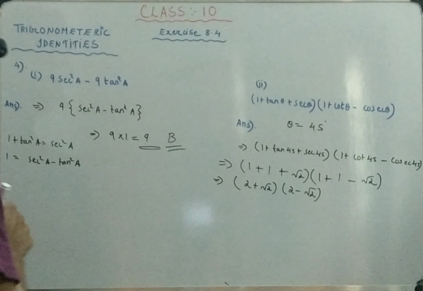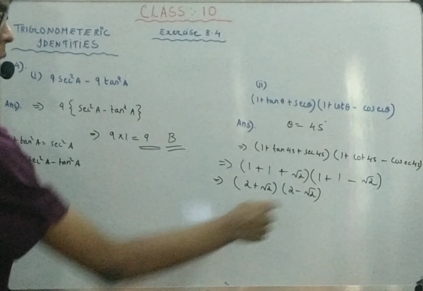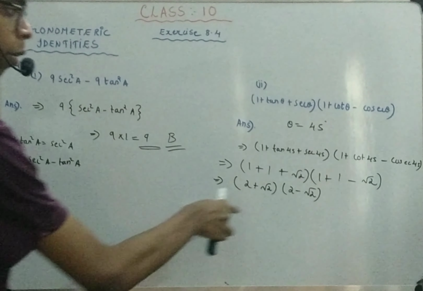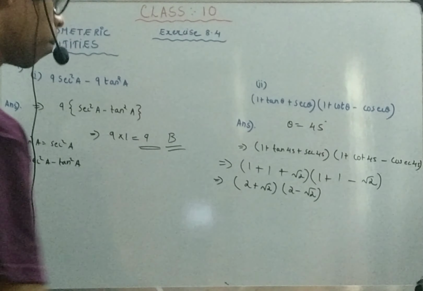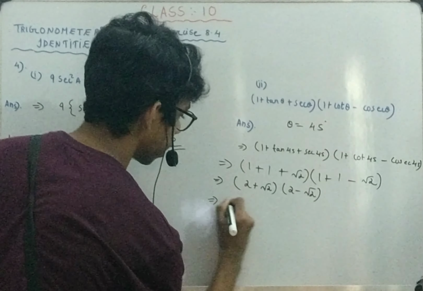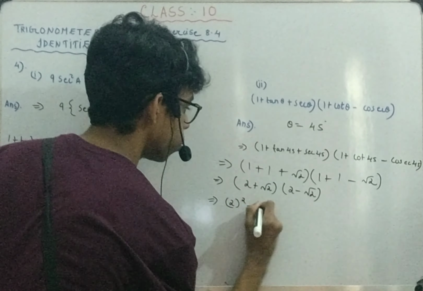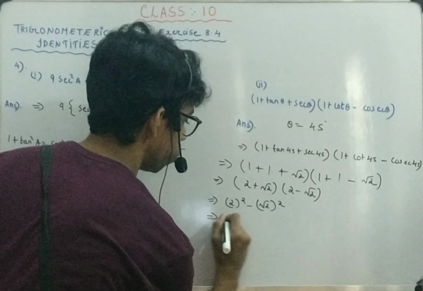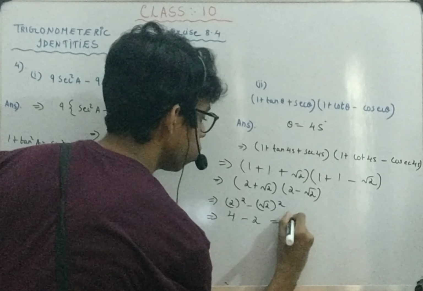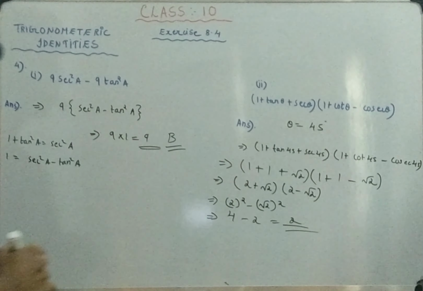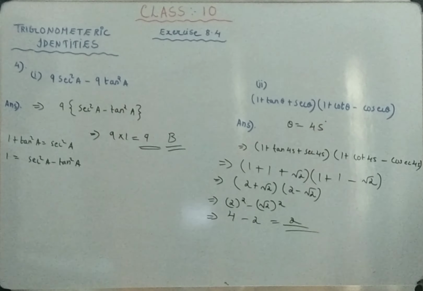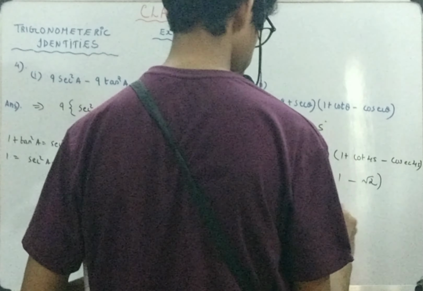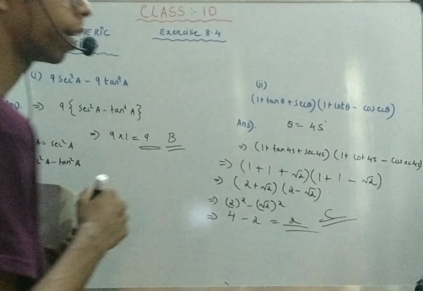Now if you see over here, this is of the form a plus b into a minus b. We know a plus b into a minus b is a square minus b square. So we can directly write it as 2 square minus root 2 the whole square. So you will be getting 4 minus 2, which is equal to what? Which is equal to 2. Okay, option C, isn't it? Option C is the correct answer that you will be getting.